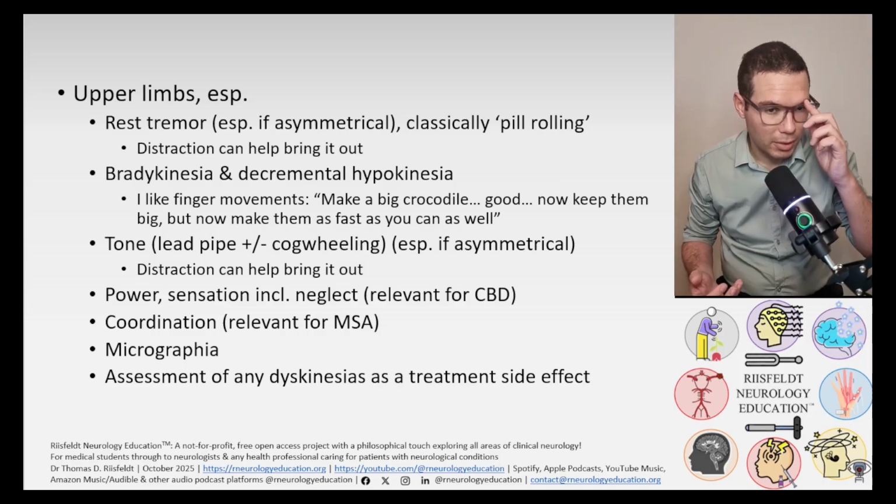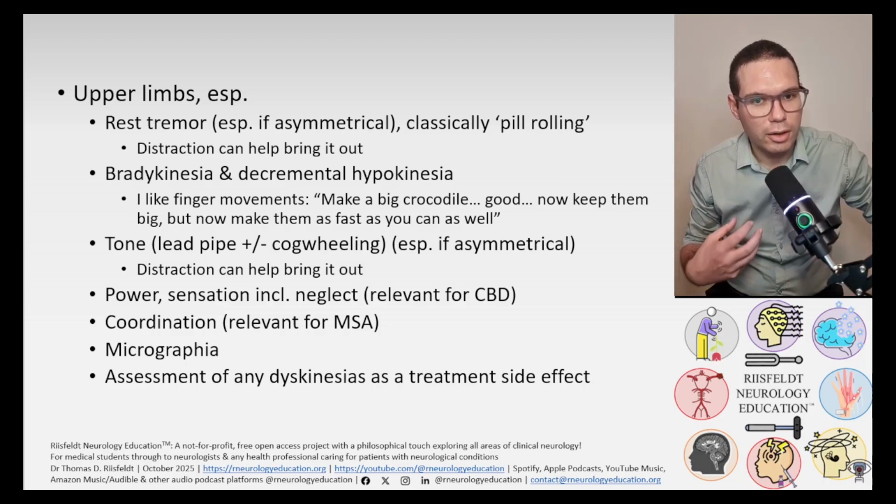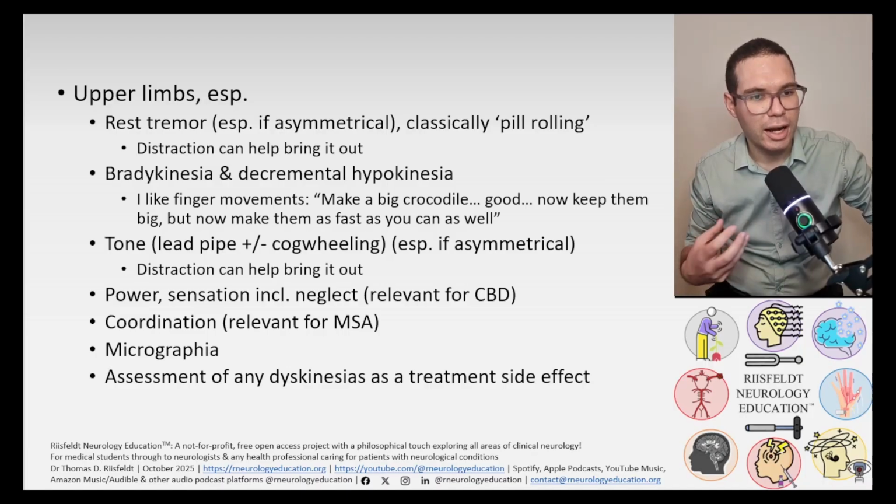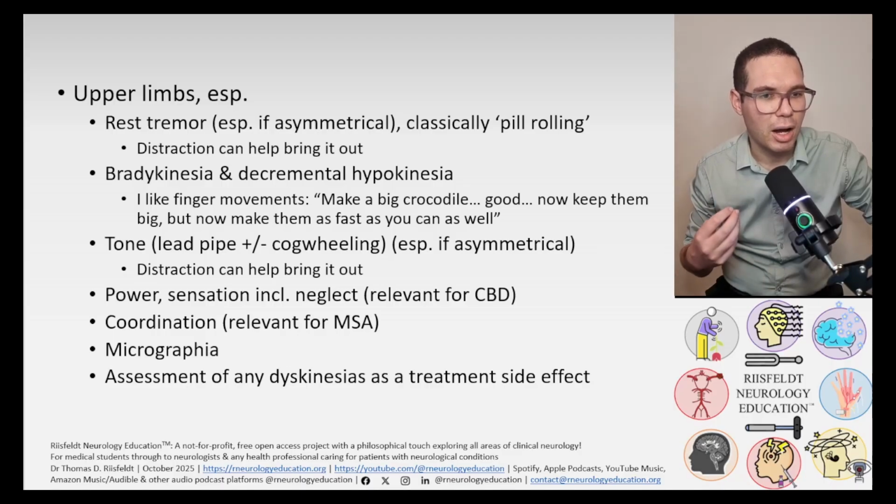Now on to tone. So tone in the context of an extrapyramidal syndrome like Parkinson's disease should be increased. So it should be hypertonia, P-E-R tonia. And as I mentioned, extrapyramidal hypertonia in the context of Parkinson's disease should be of the lead pipe variety. So it's rigidity. And what that means is that it's velocity independent.